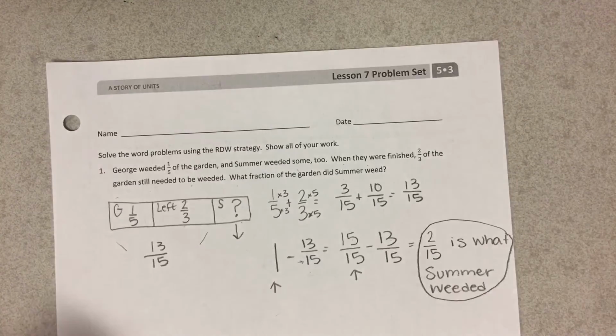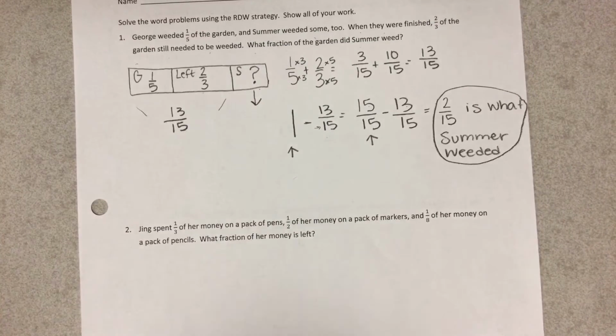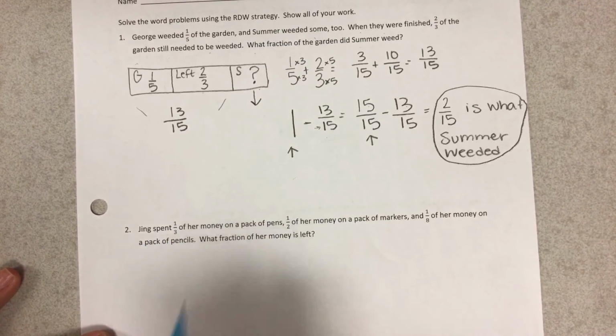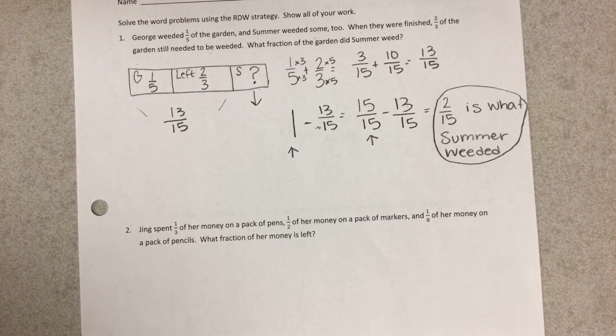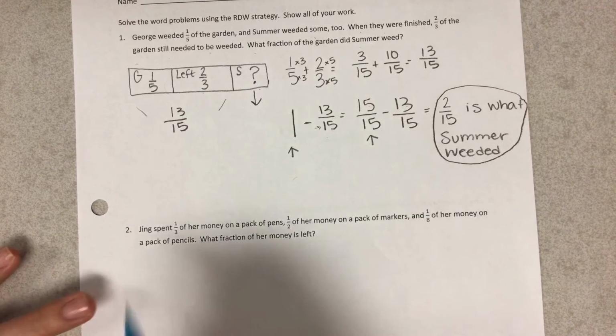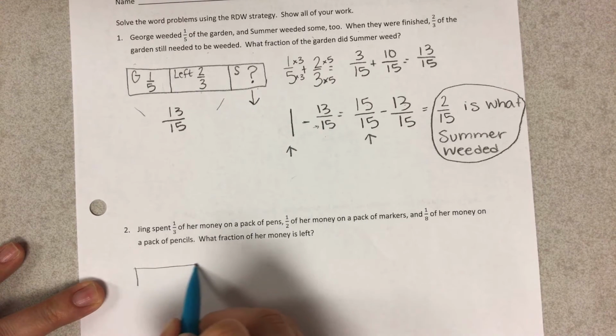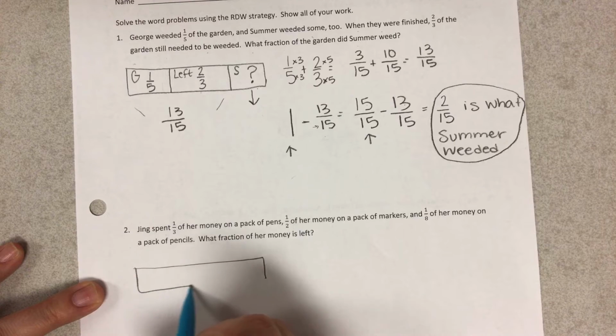Okay. So the next one is I have Jing spent 1/3 of her money on a pack of pens, 1/2 of her money on a pack of markers, and 1/8 of her money on a pack of pencils. What fraction of her money is left? So here is what she spent.